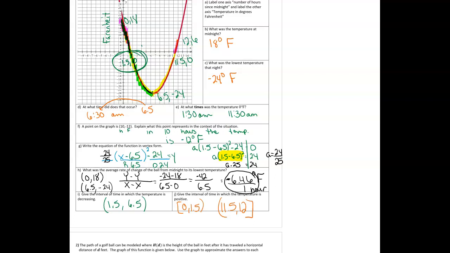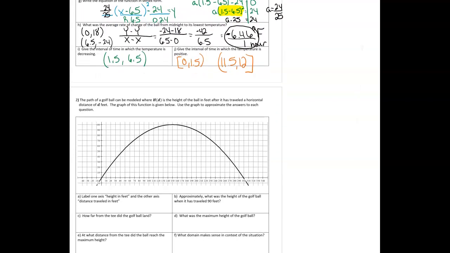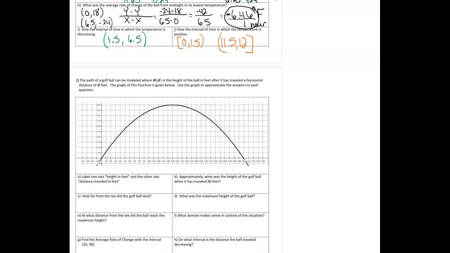All right, that is our first problem. Let's go to the second one. This time we got a golf ball, and the first thing you're going to ask me to do is to label my axes. So this is the distance traveled, and I think it's all in feet if I read the problem. Let's see. Yeah, feet. And this is the height the ball went in feet. Okay. So A is done.